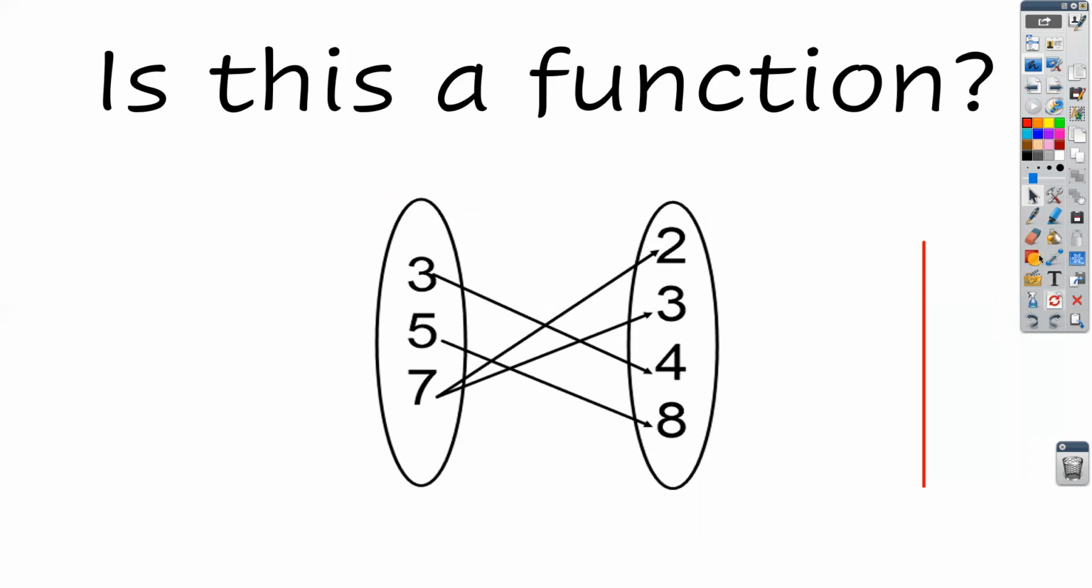The mapping. Is this a function? Remember, all of my x's should only have one line coming from each number. If I look down here at 7, I see 2 lines coming out of it. Therefore, not a function.